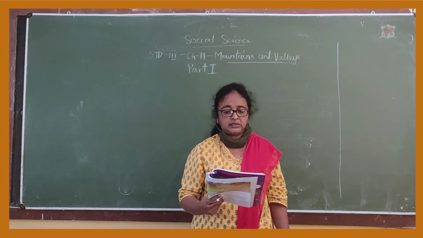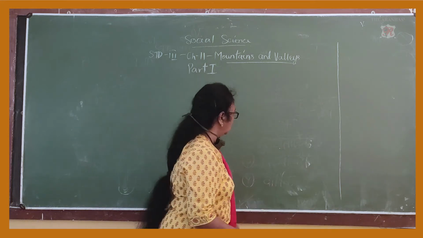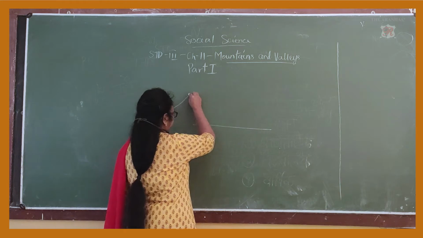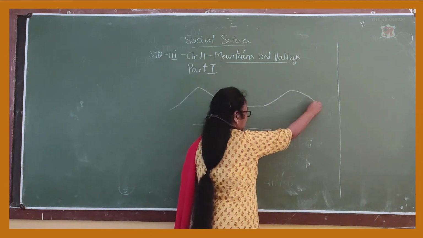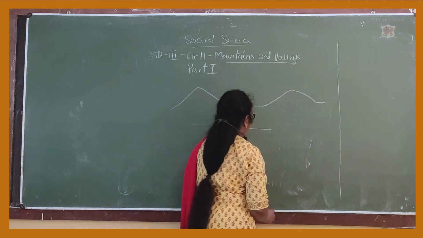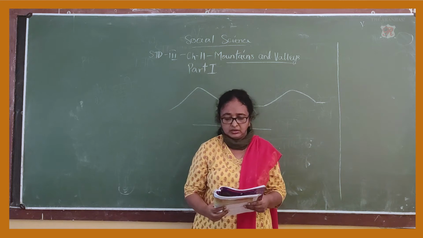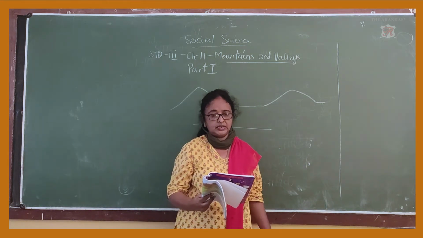The land is not the same everywhere. Can you see? Have you seen it? Is land the same, like this, straight? No. Somewhere it is up, somewhere it is down, somewhere it is straight, again up, again down. And see somewhere here, this way. So it is not the same. Okay. So in some places it is high and in other places it is low.